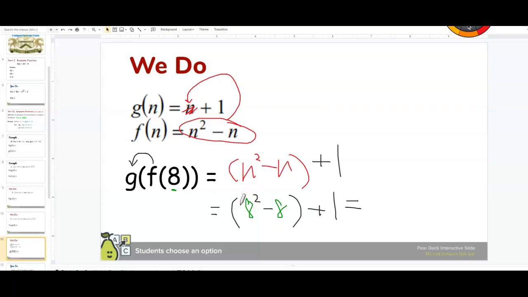So now everything is number, you can calculate it. So 8 squared is 64. 64 minus 8 is 56. 56 plus 1 is 57. And that's it. Okay, so whenever you see x, replace it by the number.